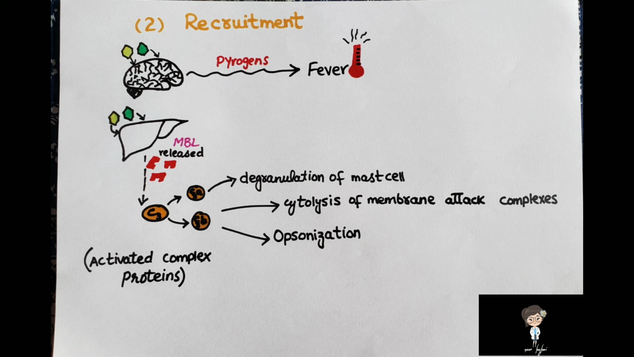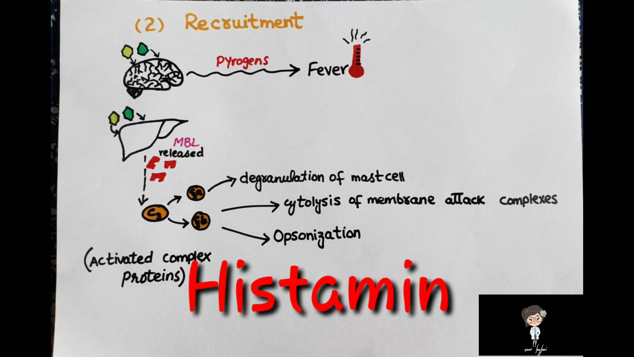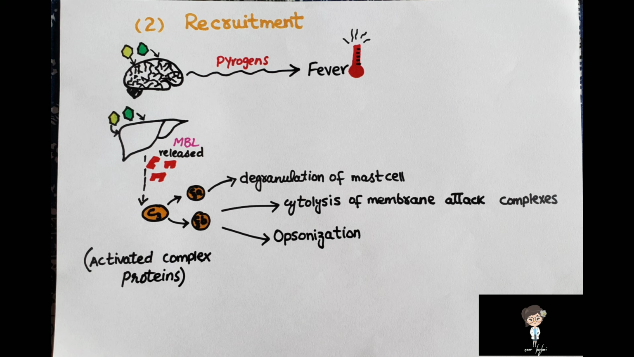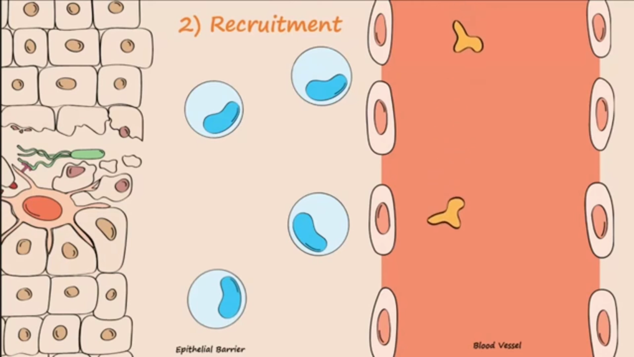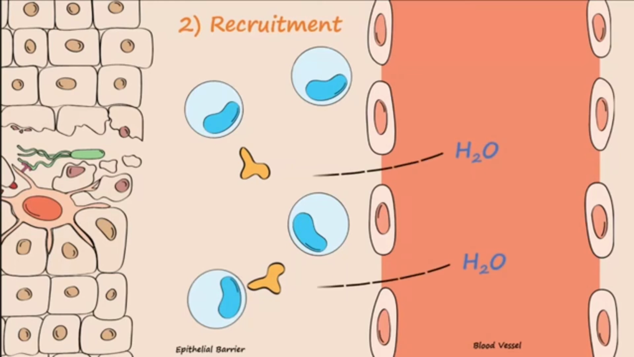Complement proteins also induce degranulation of mast cells, resulting in release of histamine, which causes vasodilation and endothelial retraction. Endothelial retraction allows more leukocytes to reach the site of inflammation and allows plasma proteins like albumin to leave the blood and enter the tissue. Now, albumin draws water into tissues to bring swelling or edema.